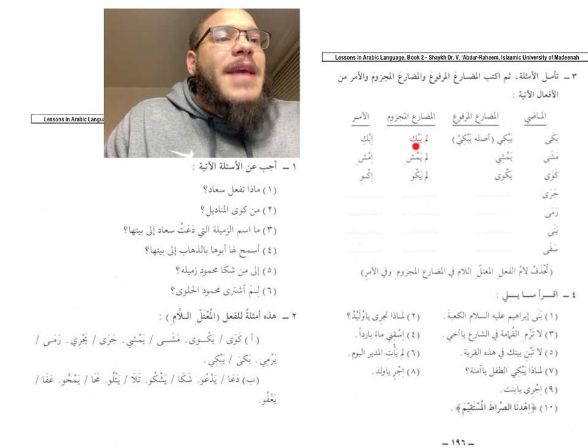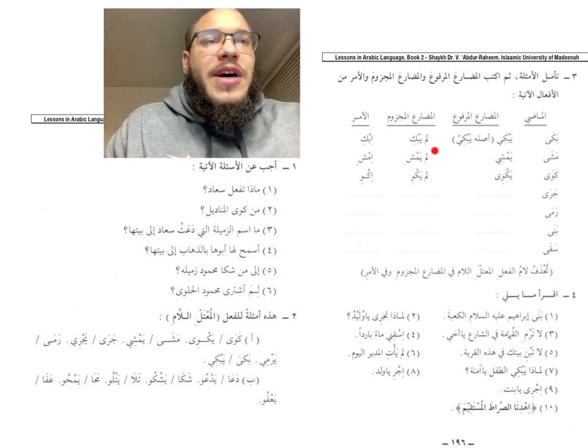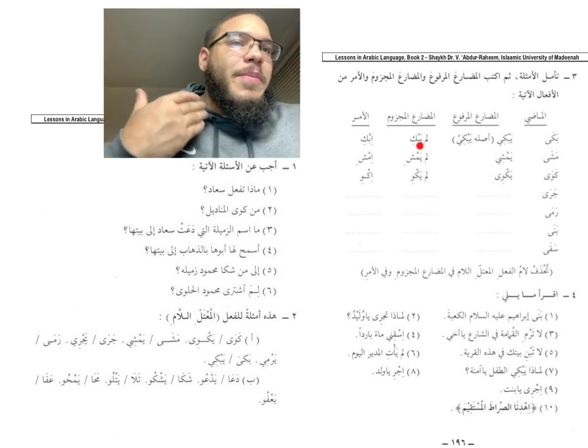But then it says lam yabki. With lam, we know it's a jazim. It makes the verb take sukun. The fi'l mudari' takes sukun, and it's negation that benefits negating of the past.